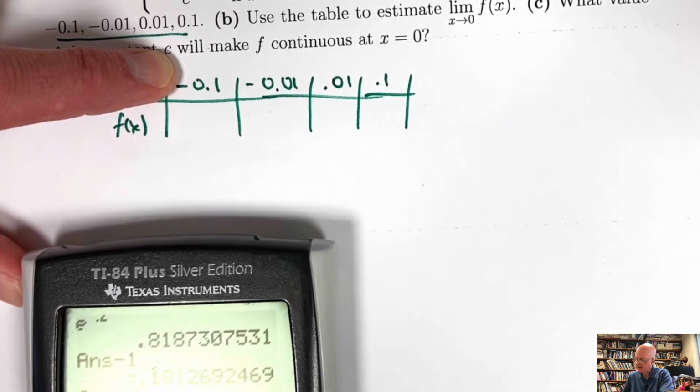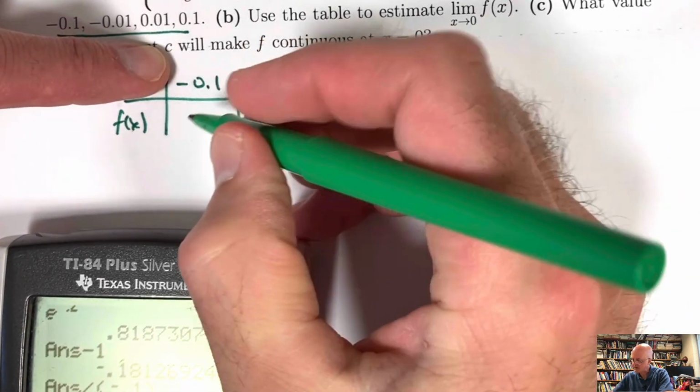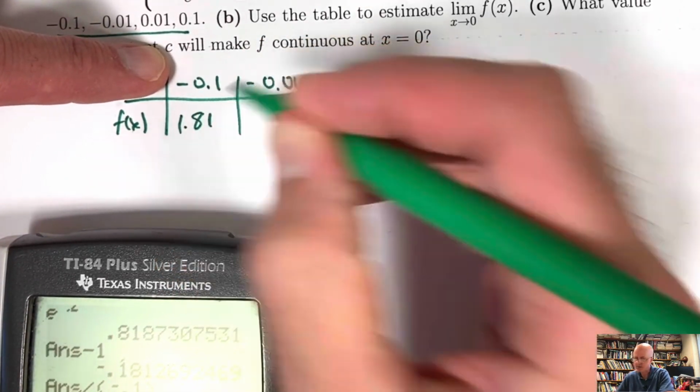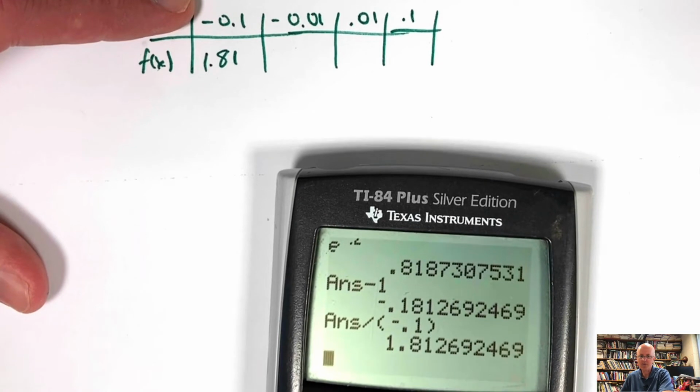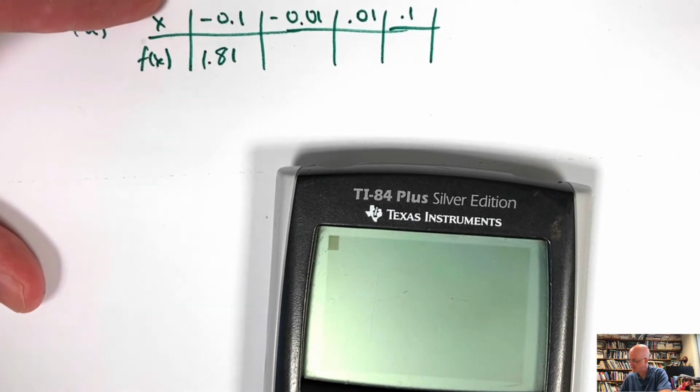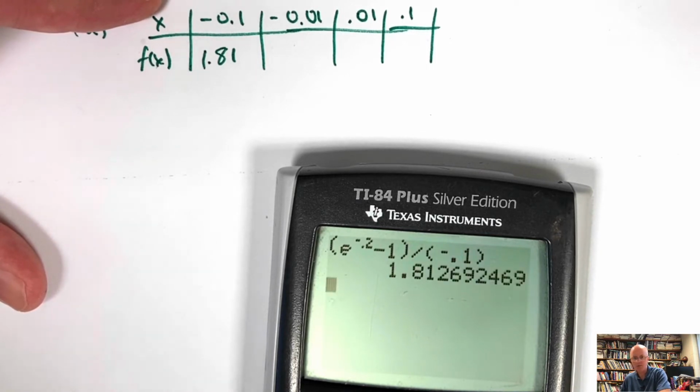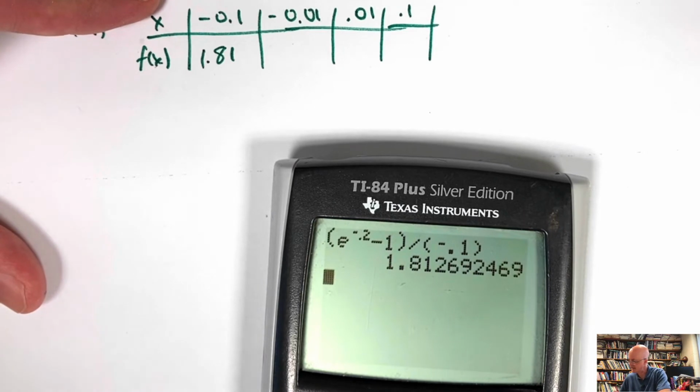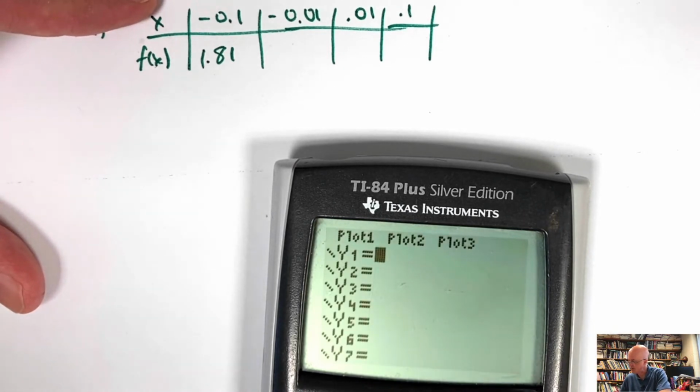We get about 1.8. Okay, let's go, 1.81 is what that is. Okay, and I could do that for the other ones as well. I could also do it all at once. Let's just double check it that way. I could do e to the negative 0.2 and then minus 1 divided by negative 0.1. Yep, about 1.81.